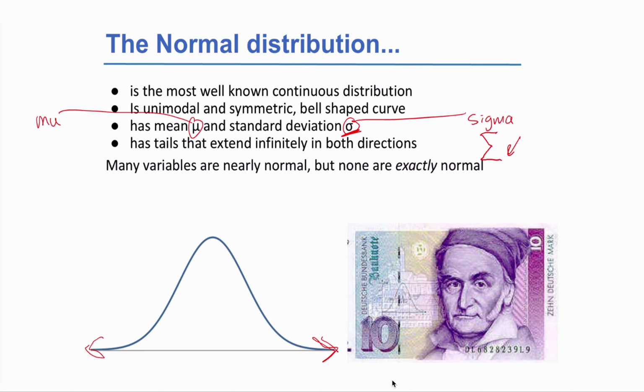Many variables are nearly normal. None are exactly normal. Oftentimes we're going to treat things as if they are exactly normal, but when you're describing a distribution on the AP test, you should say that it's approximately normal or nearly normal. Don't ever just say that it's normal. They don't like that. They take points off for that.